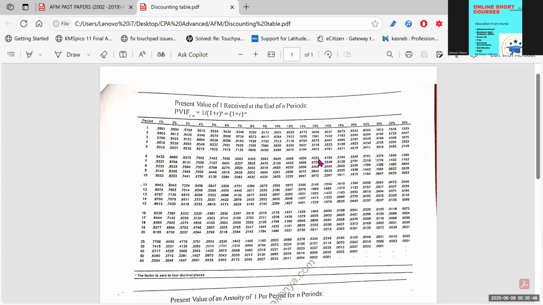But even if you do not have this discounting table, of course, you can still get it online. And if you're in an exam room and you don't have this discounting table, you should not worry, because we're using the same formula. The formula I've just mentioned is even written in this table: 1 plus r raised to negative n. That is how to get the present value interest factor. Good. So let us now apply.